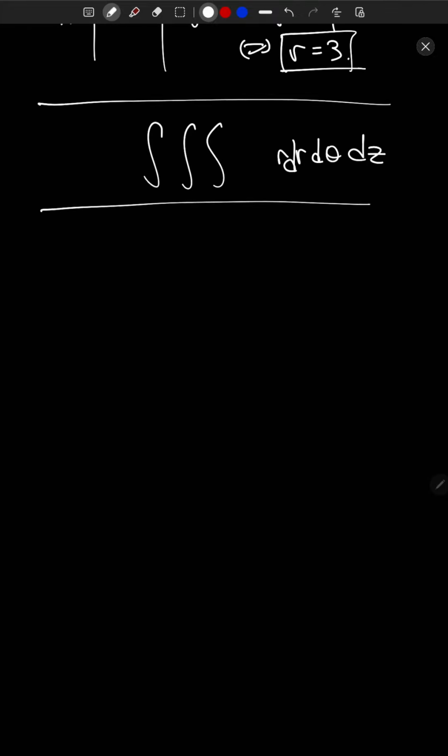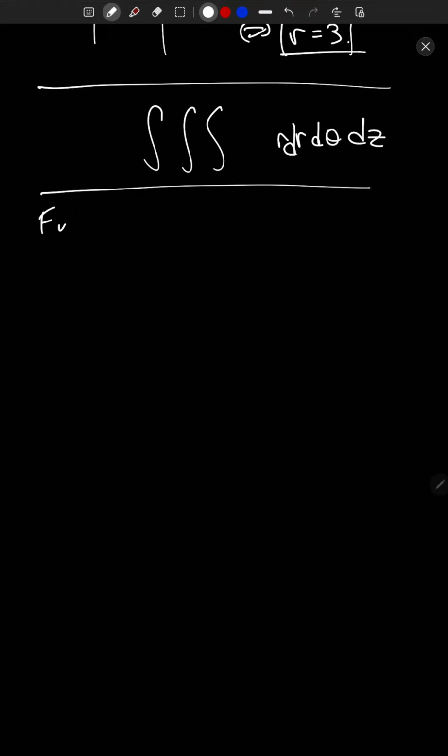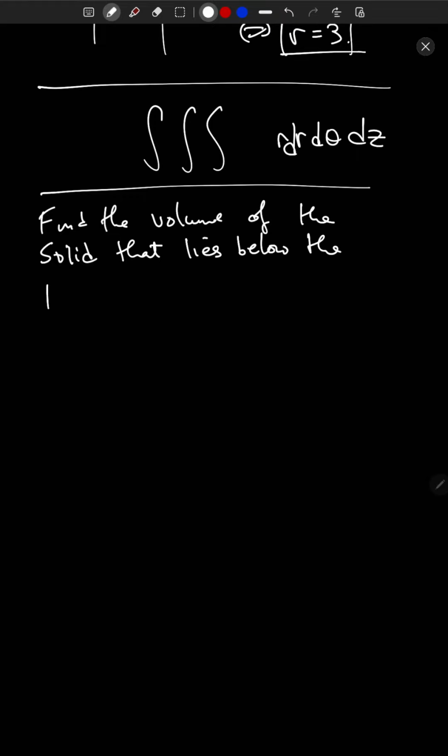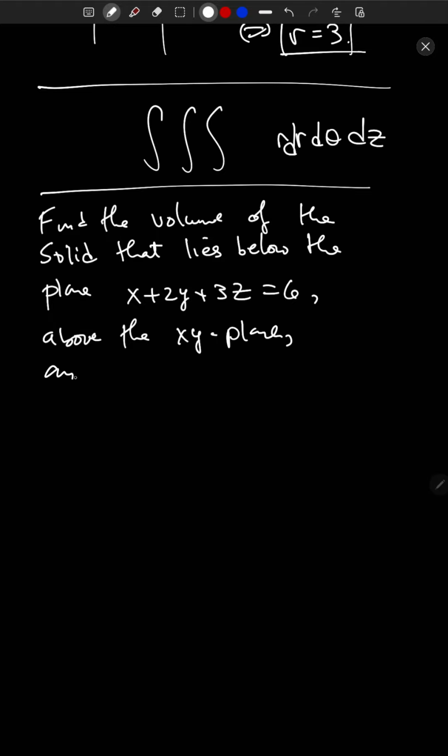Let's do an example. Let's find the volume of the solid that lies below the plane x plus 2y plus 3z equals 6, above the xy plane, and within the cylinder x squared plus y squared equals 1.